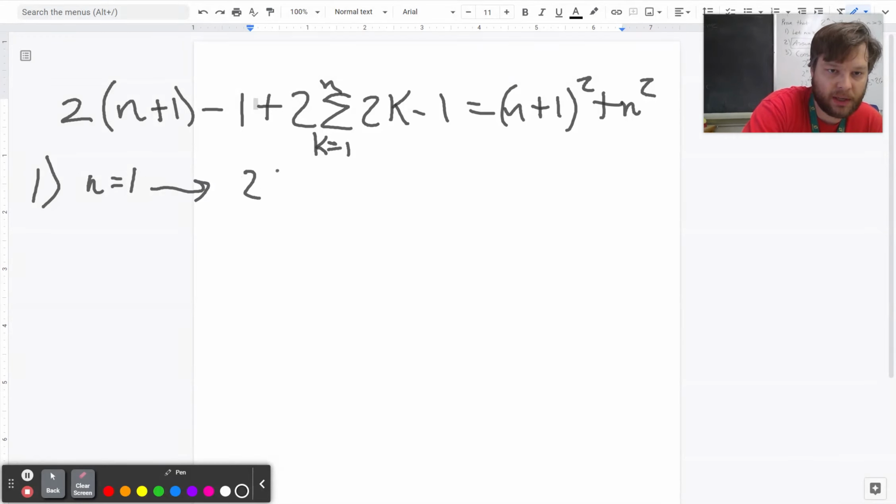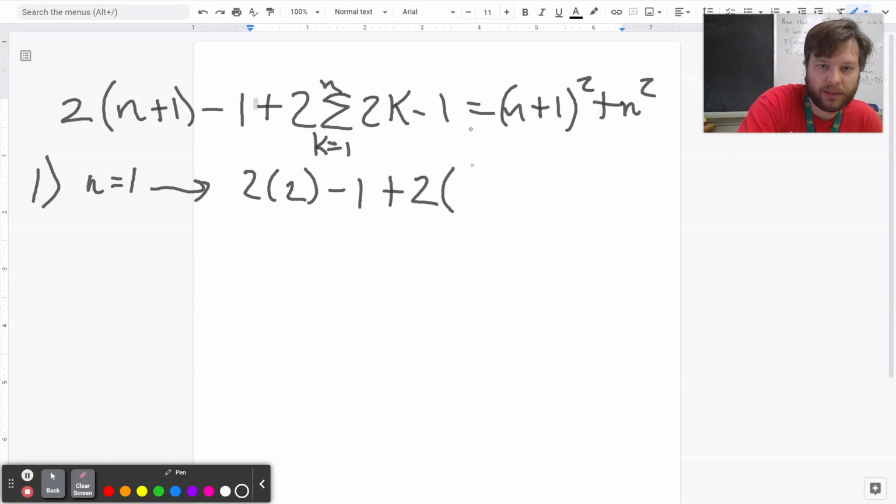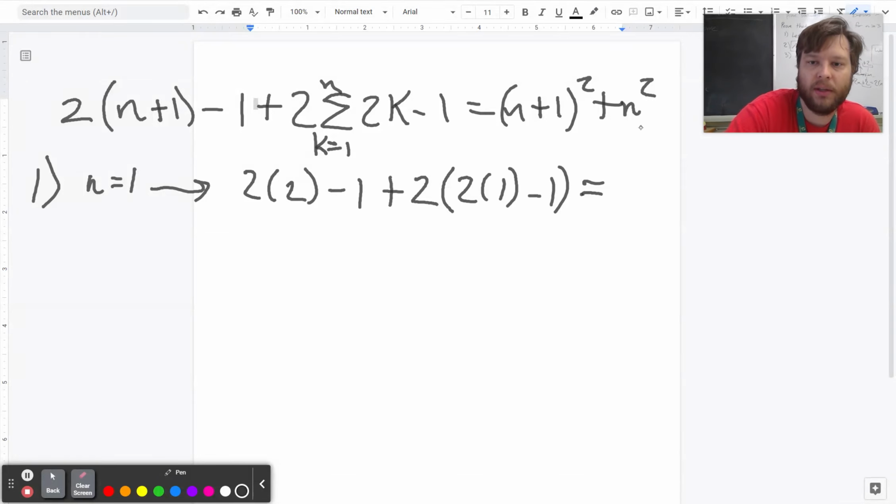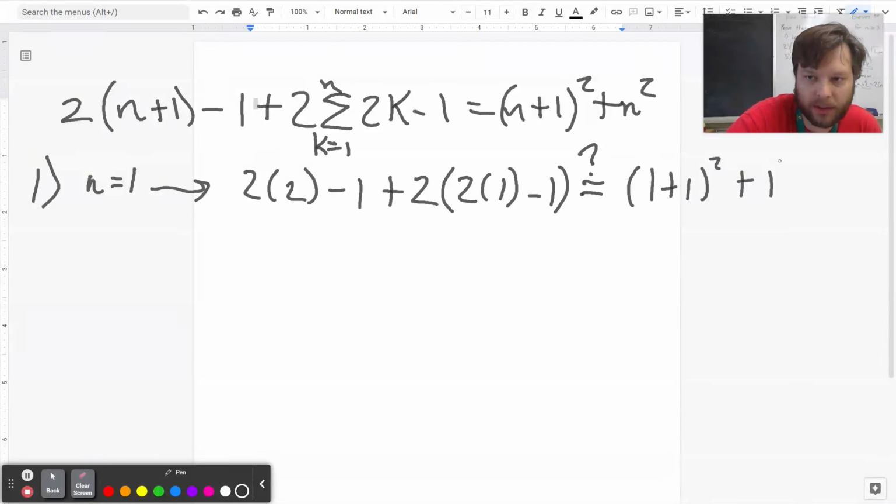The left side becomes 2 times 2 minus 1 plus 2 times, there's only a single term there, 2 times 1 minus 1. And if I did everything right, we need to make sure that this comes out to be the right side. So does that equal 1 plus 1 squared plus 1 squared? Hopefully I wrote it out correctly.